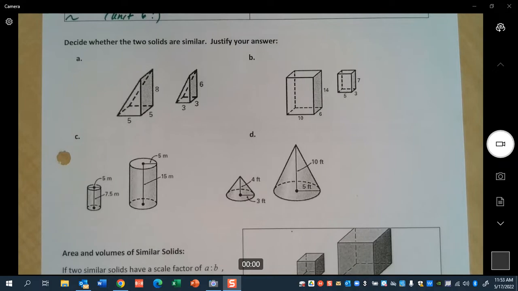So do me a favor, talk with your group mates and have some conversations about which of these pairs do you think are similar solids? On your mark, get set, go. So let's talk about A. They look the same. Don't they look the same? Are they in proportion? No. How come? It's because 5 we have a different fraction from 8 and 6.